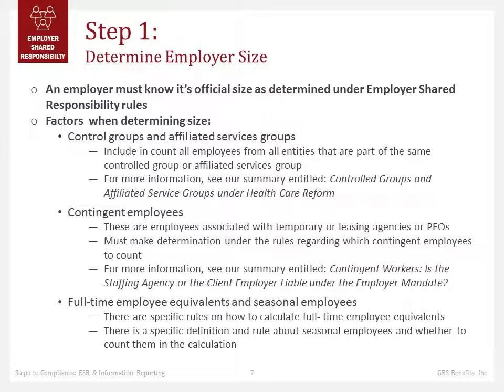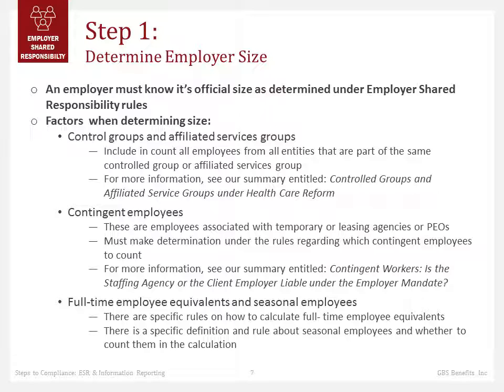This is the only slide we're dealing with on it today, and it's just a reminder that when you are dealing with your size under employer shared responsibility, there are 3 areas that sometimes trip up employers so that they get the wrong size. First of all, there's control groups and affiliated service groups.